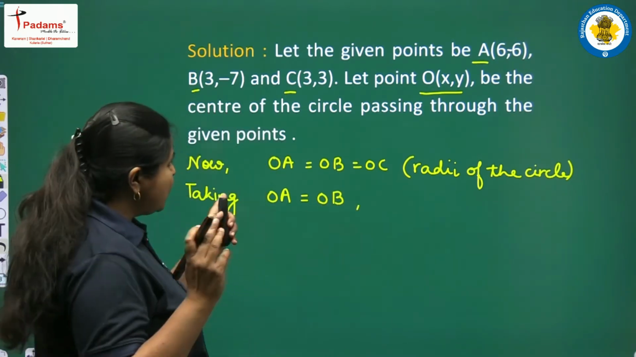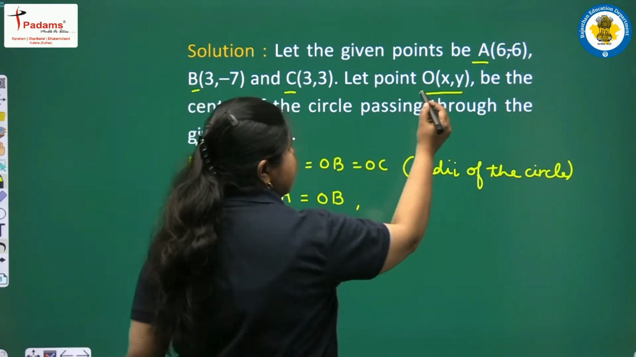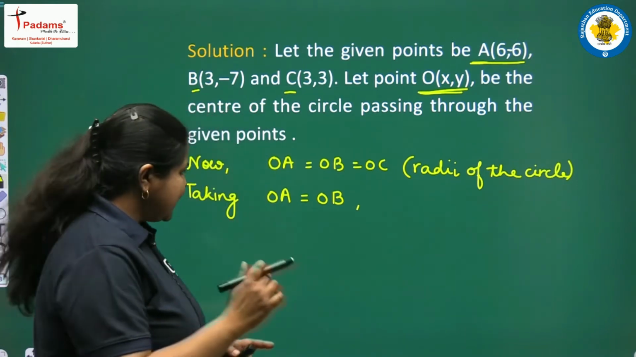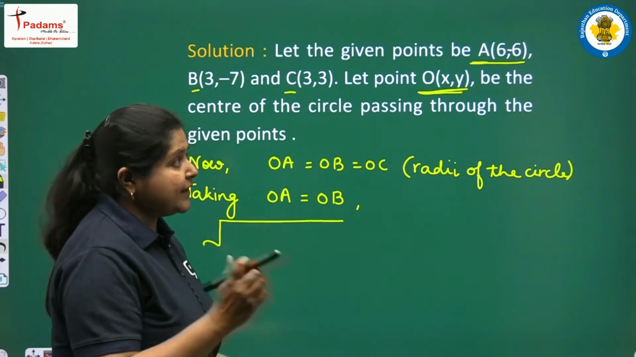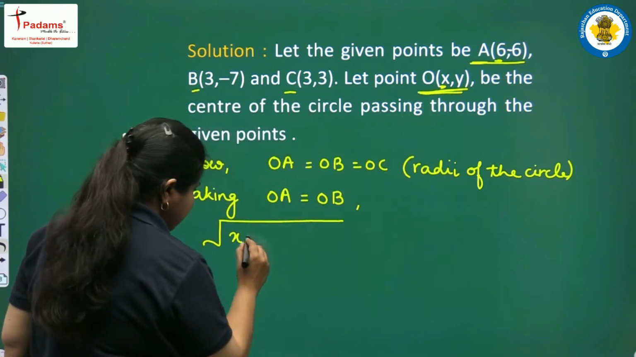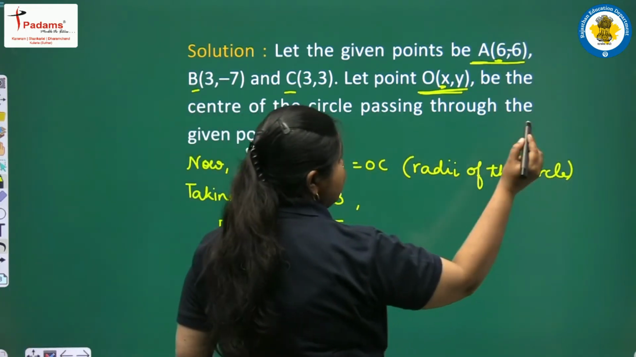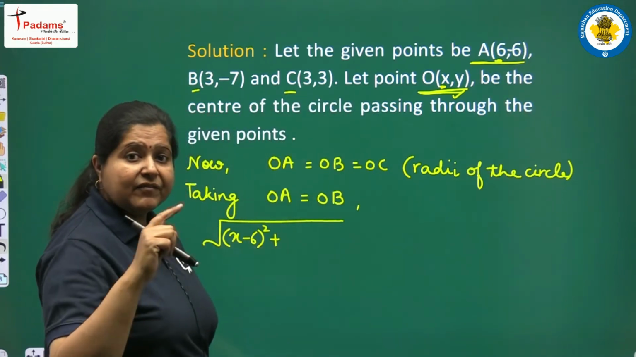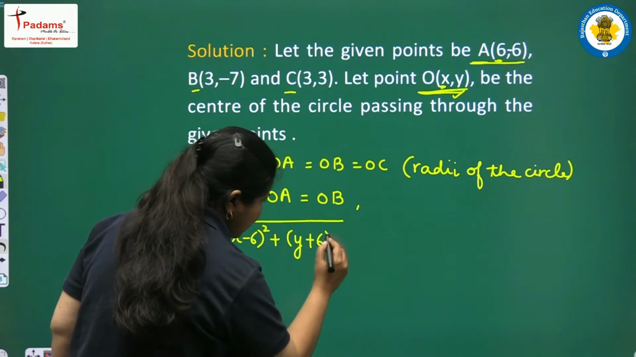OA, देखिए आप, OA is the distance between the point A and O. तो उसके लिए ये है point A and this is point O. तो पहले हम यहाँ पर लेंगे स्क्वायर रूट और फिर x कोऑर्डिनेट्स का डिफरेंस. It will be x minus 6. So x minus 6 whole square plus. Now the difference of y coordinates, y minus of minus 6. It will become y plus 6. So I am writing it directly, y plus 6 whole square.